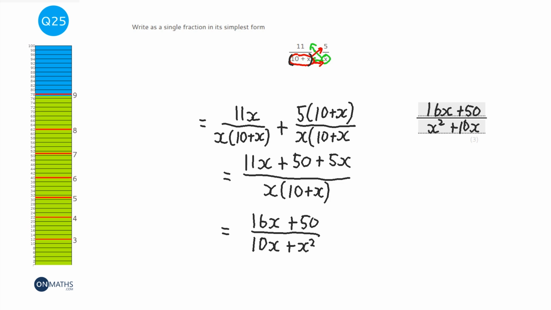Now, unless it explicitly tells you otherwise, you don't need to expand brackets, so you could leave the bottom one in brackets, but I needed to expand the top one because I was adding the 11x on. So if it's literally like that, I wouldn't have needed to expand it. I could have just left it in brackets, but read the question because it might ask you to.